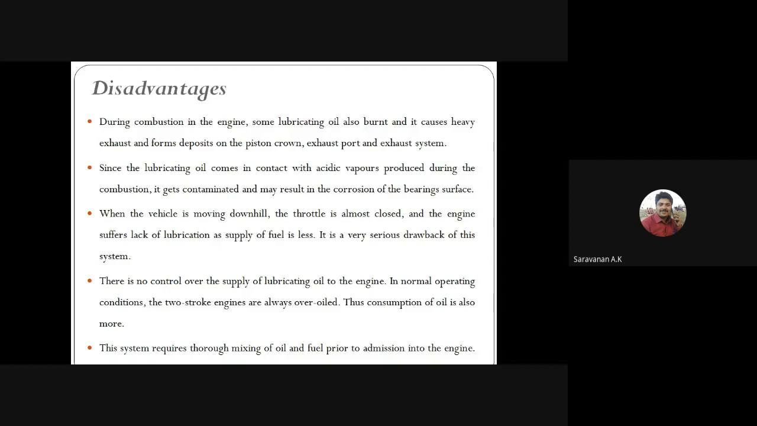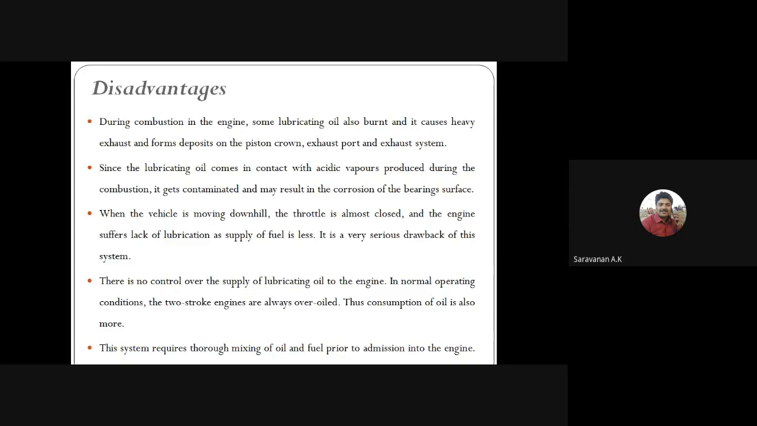Why do we have a piston crown? For the air movement, for the turbulence, so we give some shape to the piston crown. On that piston crown also there will be deposits. The oil films will be deposited on the piston crown. That is a very main disadvantage.